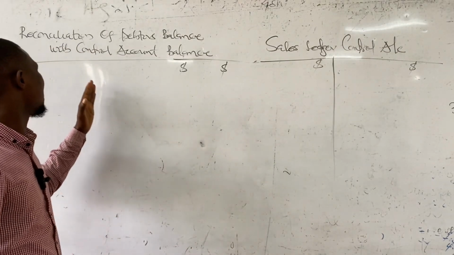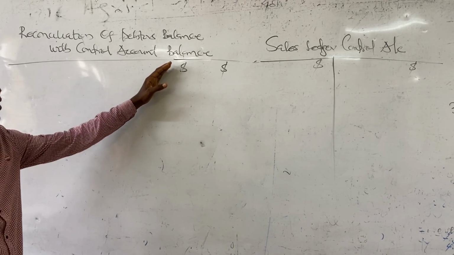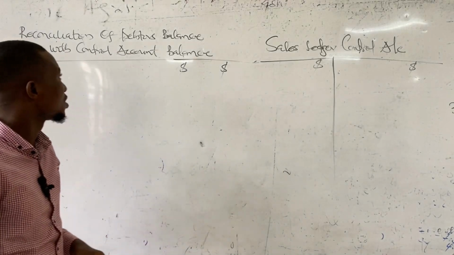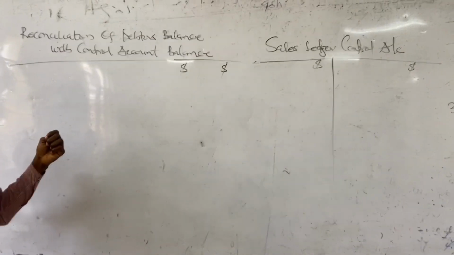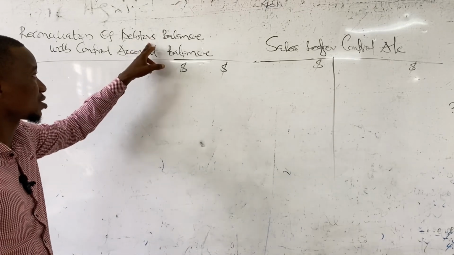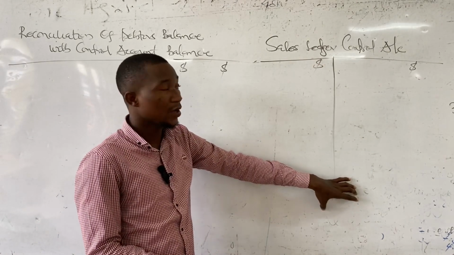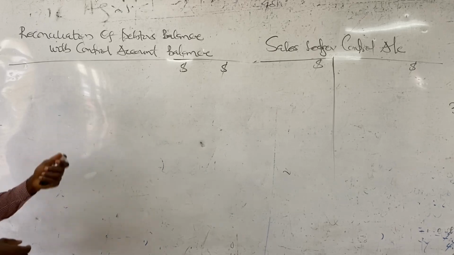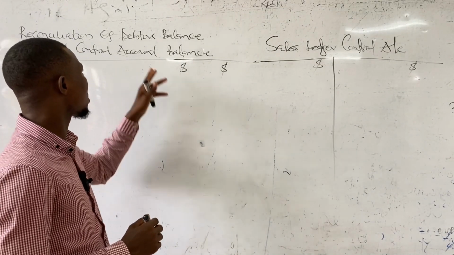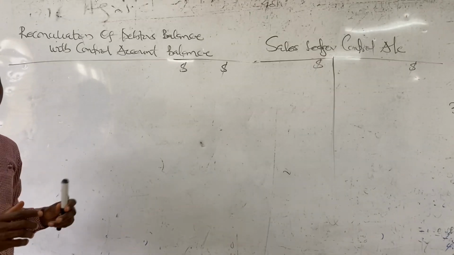So we have to look at the format of reconciliation of debtors balance with the control account balance, and that of the sales ledger control account balance, the reconciliation one. Good. We are trying to reconcile, meaning that we are trying to make sure that the balance on the individual debtors account, or the individual debtors balance, agrees with that of the control account balance. Is that okay? Very good. In a typical reconciliation question, the question will give you the balance of the individual debtors account, the uncorrected one.